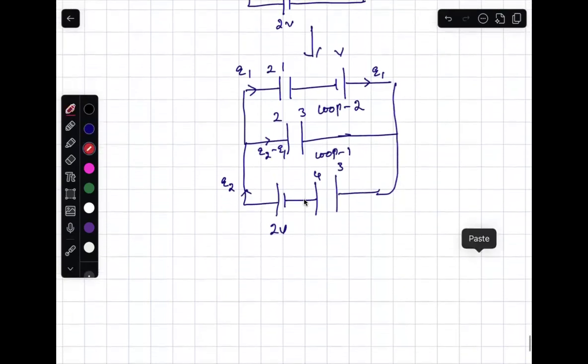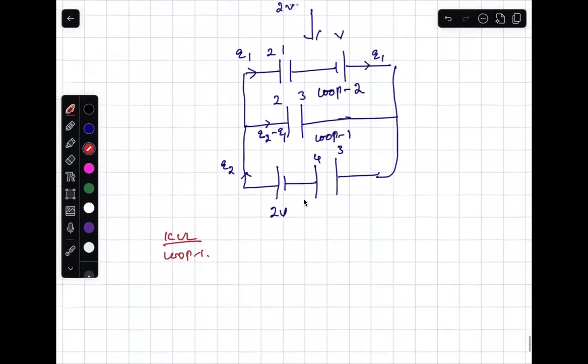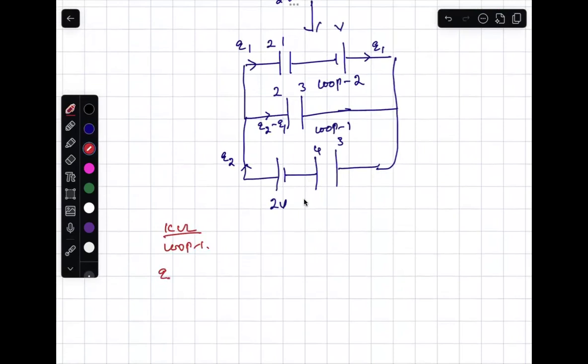Now, I am applying Kirchhoff voltage law for loop 1. Now, Q2 minus Q1 by C, C means this part. Plus, you are having Q2 here, means minus Q2 by C, minus 2V is equal to 0. Any doubts, boys and girls? So I have applied what? Kirchhoff voltage law.